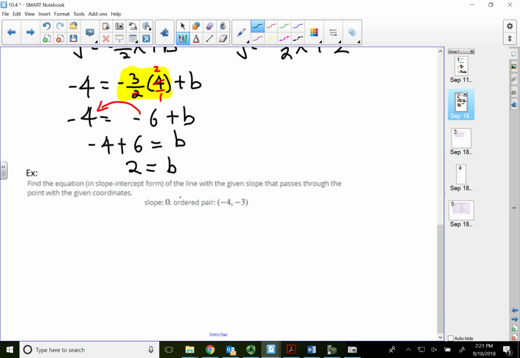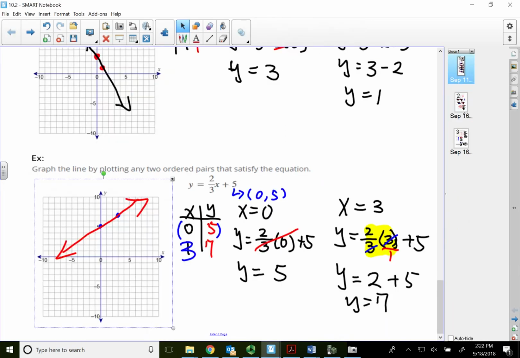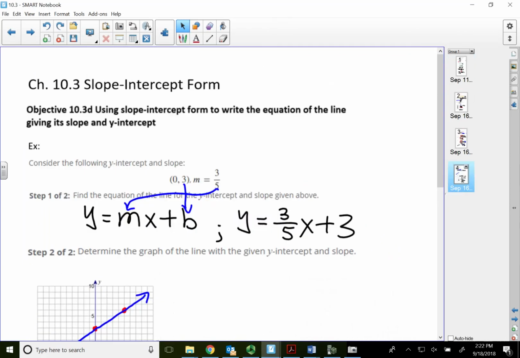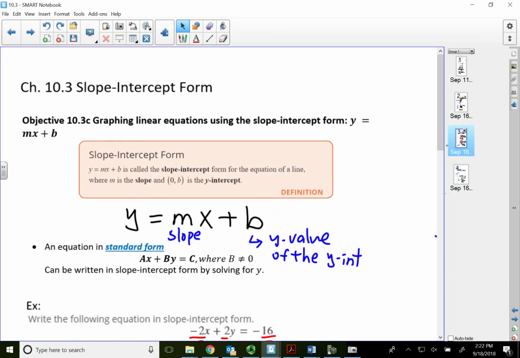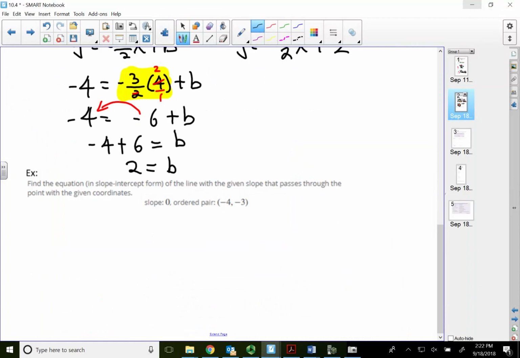Now let's see if you've got a good memory. What line has a slope equal to 0? If I go back to 10.2 or 10.3, excuse me, I asked you all to try to memorize this. A horizontal line's slope is always 0, and a vertical line's slope is always undefined. So when you see that the slope is equal to 0, you automatically know you've got yourself a horizontal line.